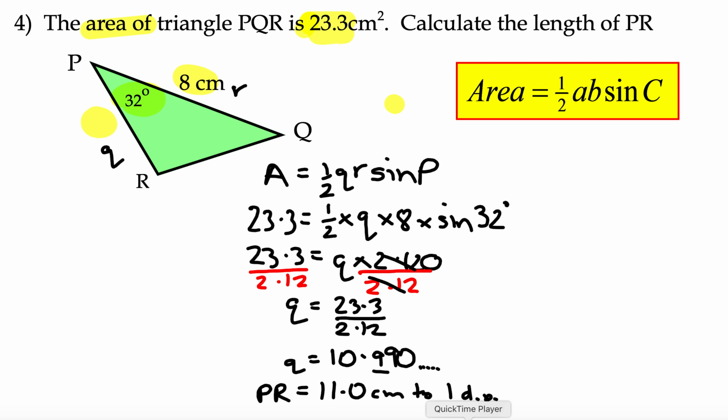Okay, so if you're using the area formula and you're given the area but you don't know a side or an angle, you go ahead and use the formula as it is, and then you rearrange to find the side or the angle that you don't know. I hope that's helpful, and I'll give an example with the angle one as well, so you can look for that if you're just unsure about finding out an unknown angle.